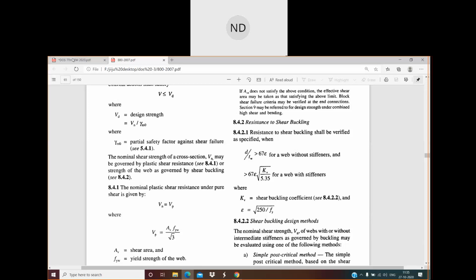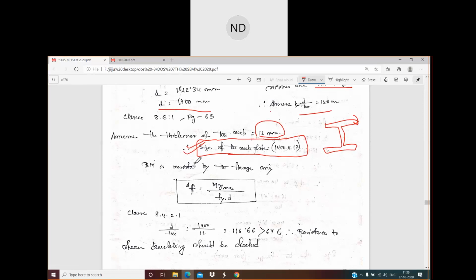Okay, now this bending moment is taken by the flange, we know. We know that our flange takes the bending moment, so it resists the bending moment. So we know the area of the flange is given by M gamma m0 divided by fy into d. This is gamma m0.